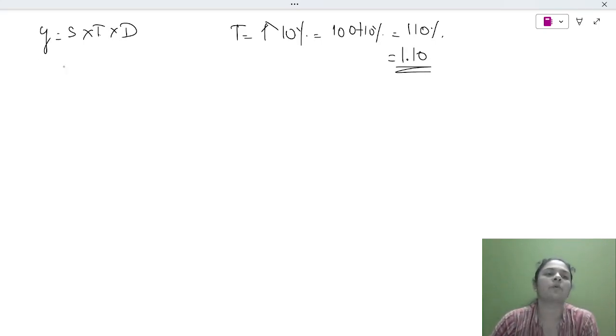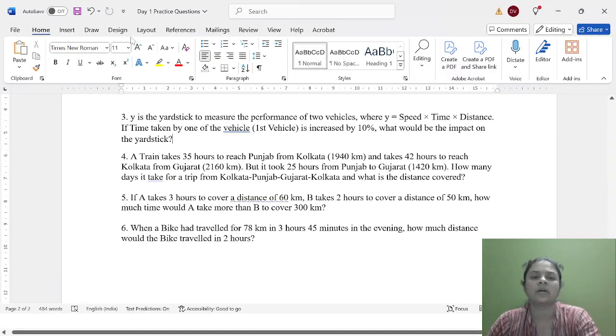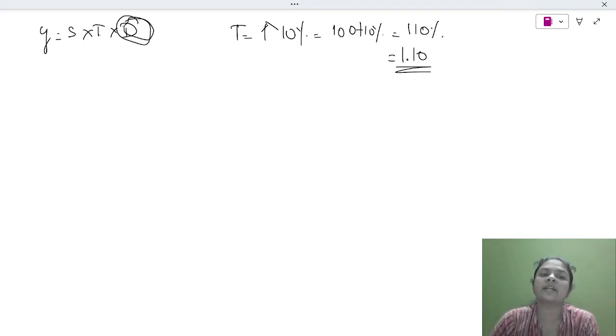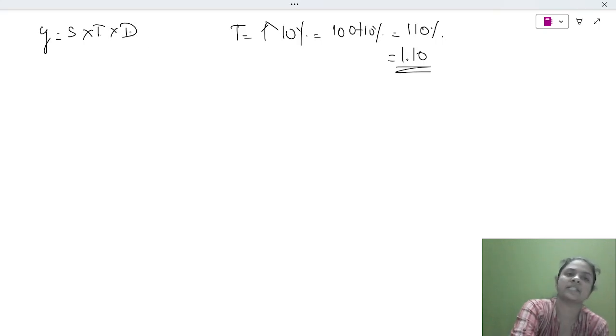Okay. Now, only the time taken is increased. Now when the time taken increases, is the speed increasing? No, the speed is not increasing. Now you have to understand, sorry, the distance is not increasing, my bad. The distance covered is not increasing. The distance is the same distance. Okay. Now what will be the impact on the first vehicle?